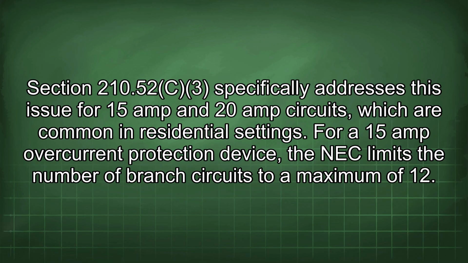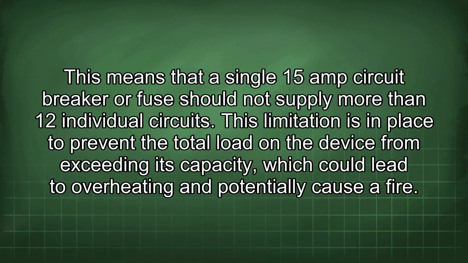210.52C3 specifically addresses this issue for 15 amp and 20 amp circuits, which are common in residential settings. For a 15 amp overcurrent protection device, the NEC limits the number of branch circuits to a maximum of 12. This means that a single 15 amp circuit breaker or fuse should not supply more than 12 individual circuits. This limitation is in place to prevent the total load on the device from exceeding its capacity, which could lead to overheating and potentially cause a fire.